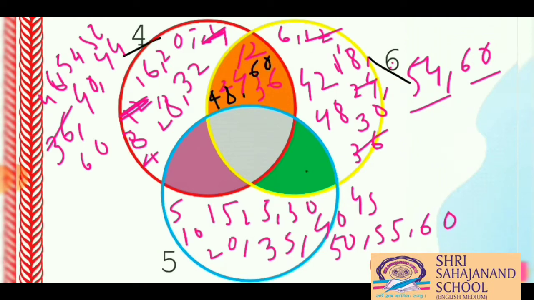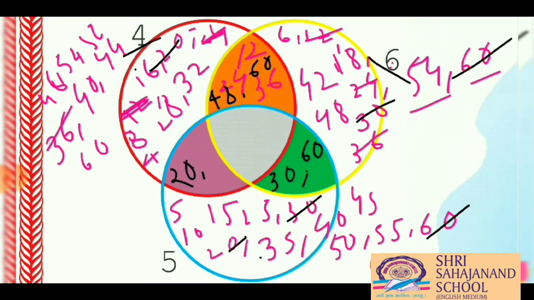Here we have tried the common multiples of 5 and 6. So first common multiple is 30. So you can write here 30 and another one is 60. Now come to this part. Here we have tried the common multiples of 4 and 5. So the first common multiple is 20. Yes. So write here 20. Next common multiple is 40 and last is 60.